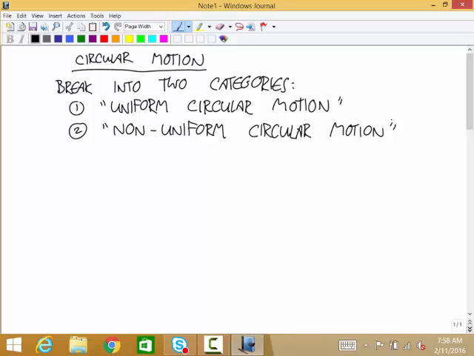So that's right. Uniform circular motion means constant speed, and non-uniform circular motion means changing speed. As far as the acceleration, a big part of what we're going to talk about with circular motion is the weird stuff that happens with acceleration because, as we've been talking about, acceleration is a change in speed or a change in direction, and something moving in a circle is changing direction all the time.